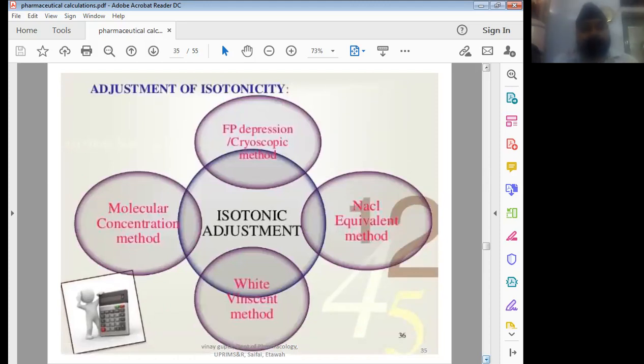Then comes adjustment of isotonicity. What are the various methods which are used for adjustment of isotonicity? There are a number of methods like the cryoscopic method, sodium chloride equivalent method, White-Vincent method, and molecular concentration method. These are the four methods by which you can calculate the isotonicity.